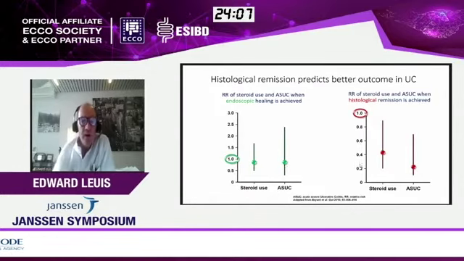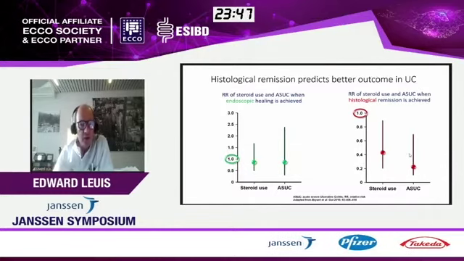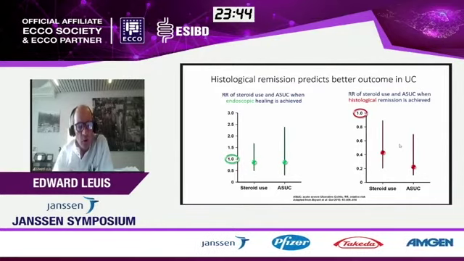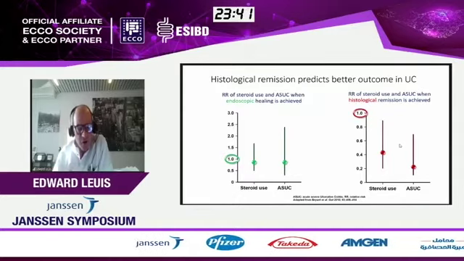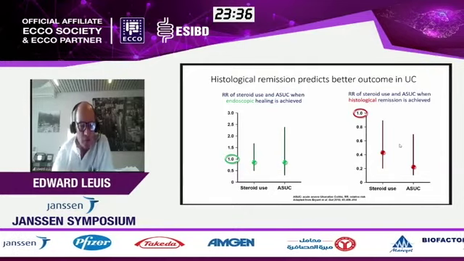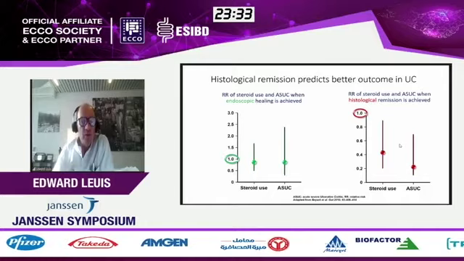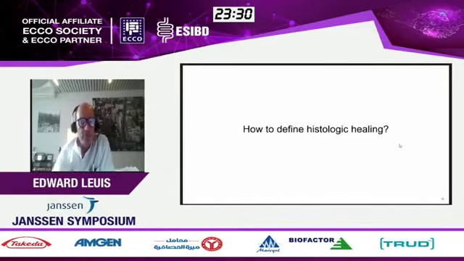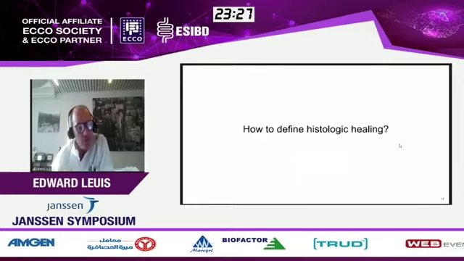While when they looked at histology, they could show that patients reaching histological remission at that time, after the steroid course, had a decreased use of corticosteroids in the coming months and years, and also a decreased occurrence of acute severe colitis. So it just highlights the fact that in patients in remission after a simple course of steroids, reaching histological healing, histological remission, could be a better outcome than simply reaching endoscopic healing. But then you would say, yes, but how to define histologic healing?